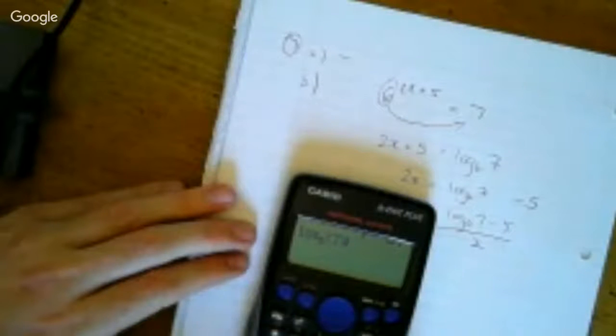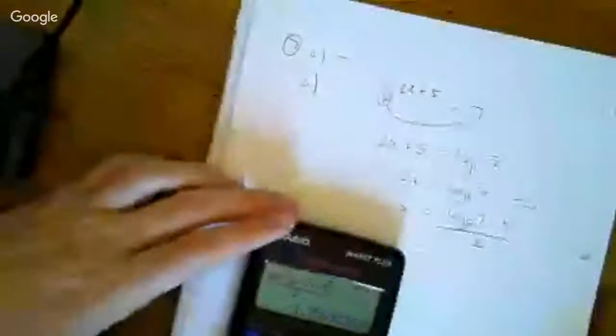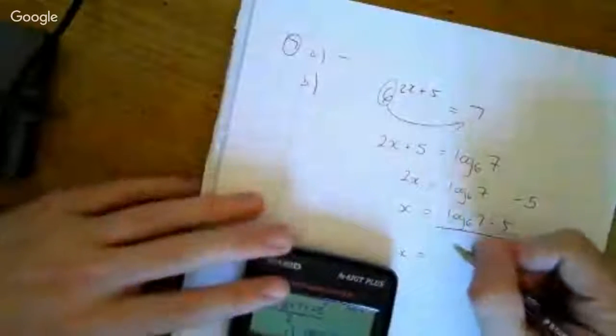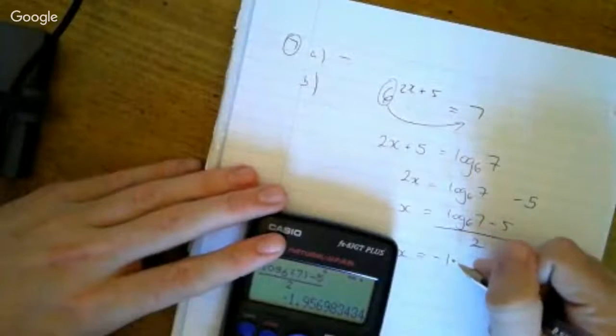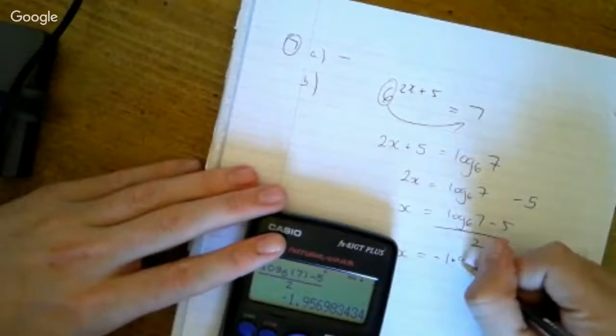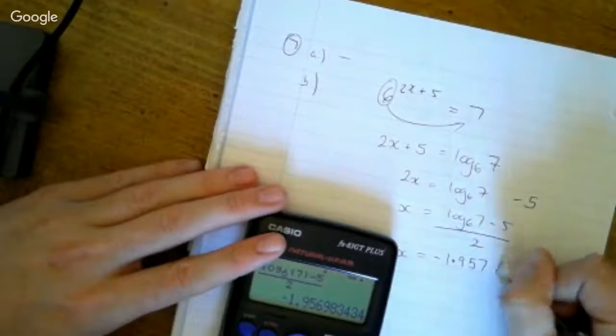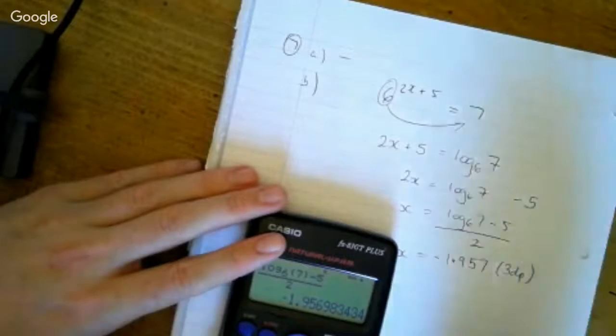So I'm going to get, let's do the fraction button there, over 2, but I need to put a minus 5 up here. And I get this answer here, so x is equal to minus 1.957. Now they want this answer to 3 decimal places, so it's 3dp, but there's a lush way that you can check it.